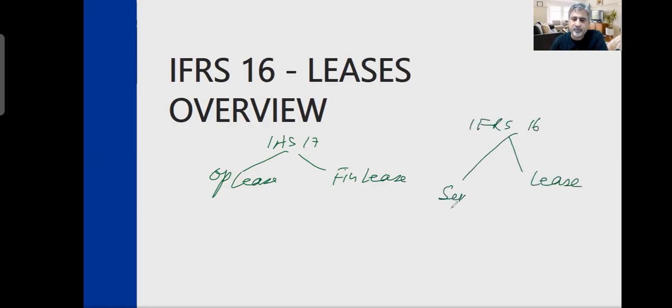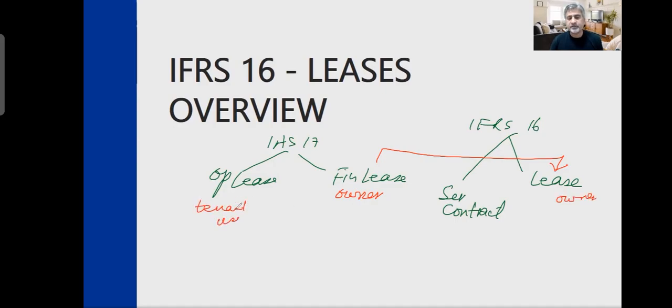That's a service contract, okay? What is actually happening is that the finance lease is something which you previously called a finance lease. So finance lease was where you become the owner. And this is where you are the tenant or the user, okay? So the word operating lease is now just considered as a service contract. This thing, operating lease, has been replaced by the word service contract, and finance lease, you call it a lease now. This is one thing.